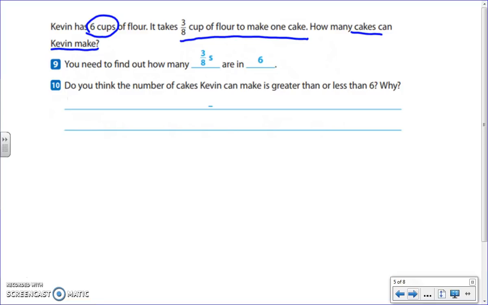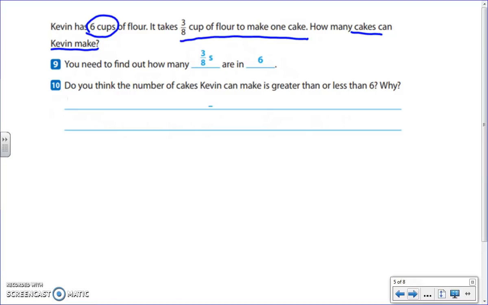Now, this is a question that wants you to use your estimation skills. It says, do you think the number of cakes Kevin can make is greater than or less than 6? Why? And the reason they're asking this question is because sometimes students maybe forget to change and flip, or they make mistakes on the division, but they don't catch the mistakes. This is really just a chance for everybody to think about whether their answer makes sense or not.